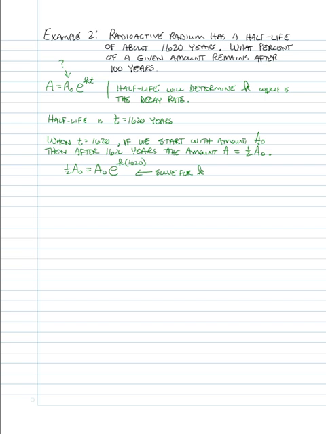So solving for k, we need to divide both sides by A naught. We'll have the left side, 1/2 A naught, divided by A naught, is equal to e to the power k times 1620, which is 1620k, isn't it? Of course, on the left side, the A naughts will cancel, and we'll be left with 1/2 is equal to e to the power 1620k. When we take the natural log of both sides to find k, we know the natural log of e to the power is just the power. So on the right side we have 1620k, and on the left side natural log of 1/2. And when we divide both sides by 1620, we'll have the k value.